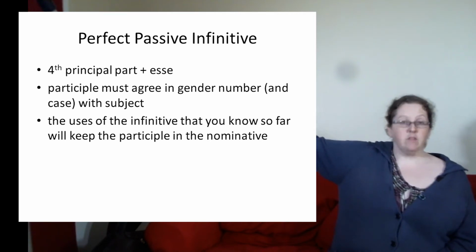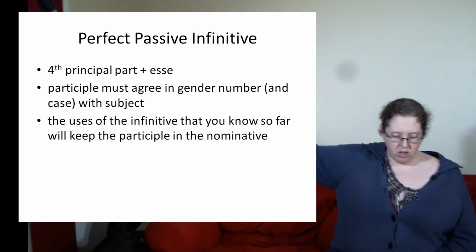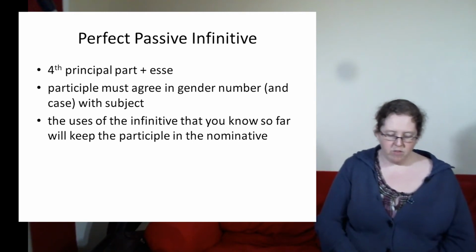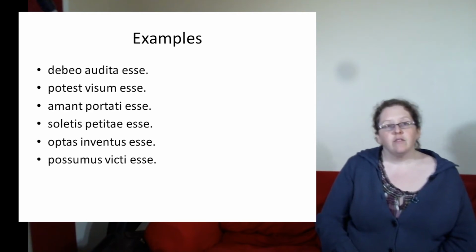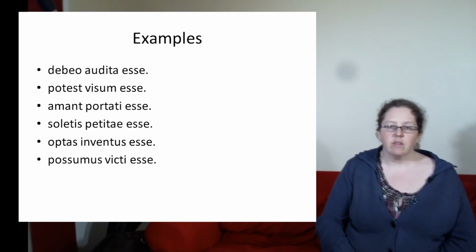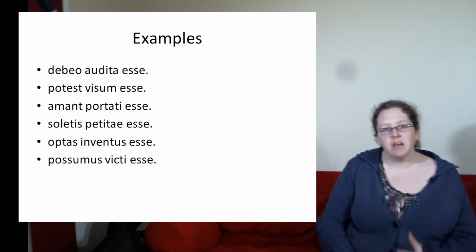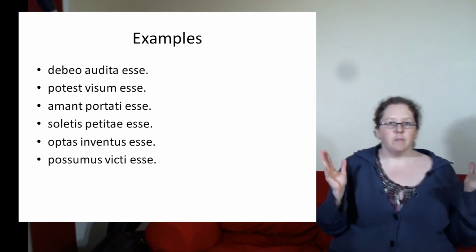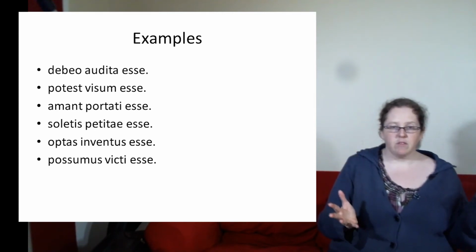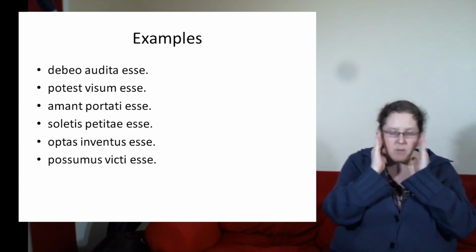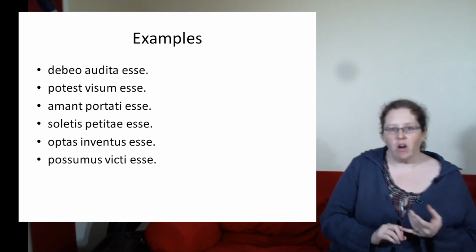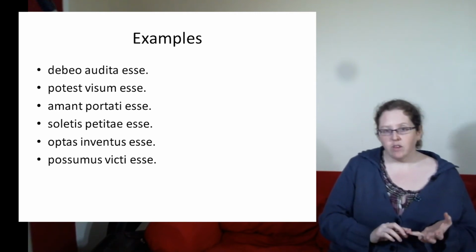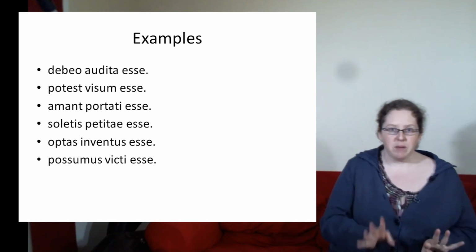So here are some examples. These are complementary infinitives. All of them are complementary infinitives. So again, I will do the beginning one. Debeo audita essa. When you have a sentence like this, the first thing you should always do is look for the main verb and then figure out what the subject of the main verb is, and then go from there. So our main verb is debeo. We know it's the main verb because it's the only conjugated verb in the sentence. Audita essa is an infinitive, so it can't be the main verb.